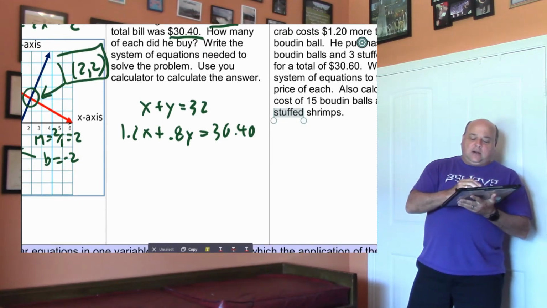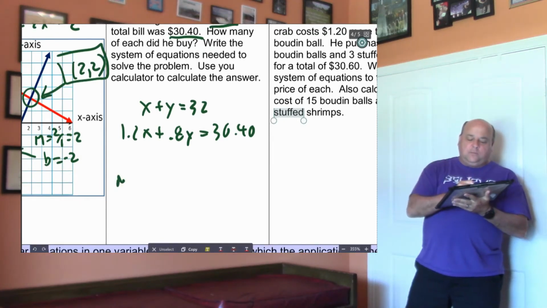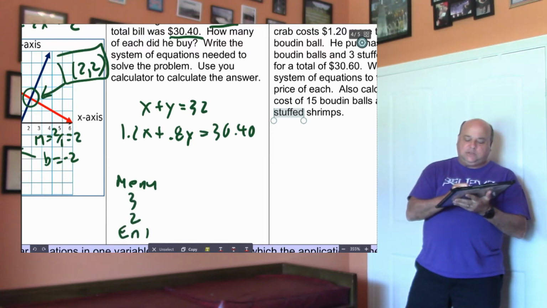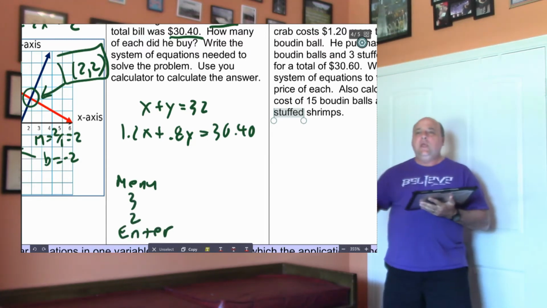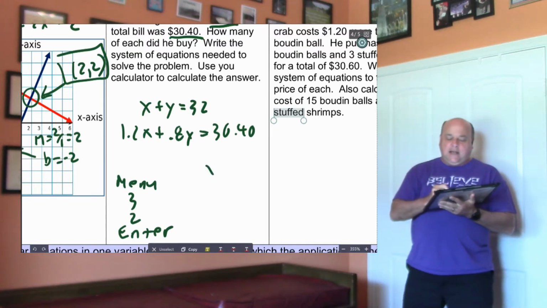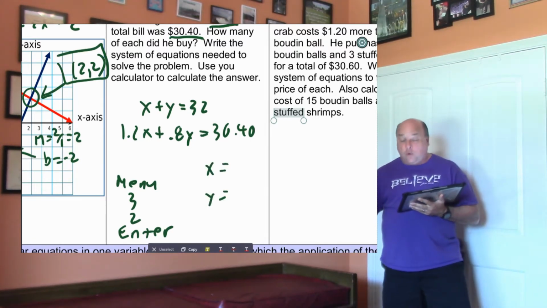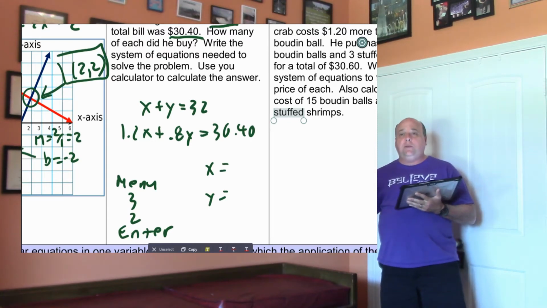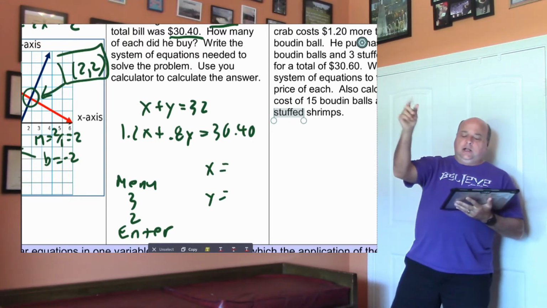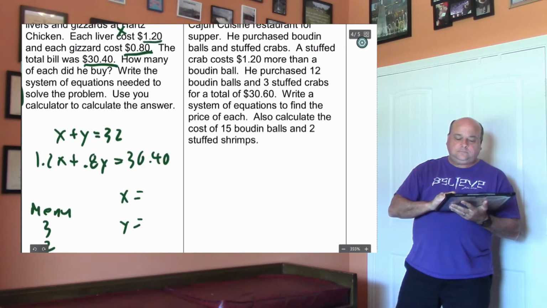Now then, use the calculator. I'm not going to do this for you, but you would hit menu, 3, 2, enter, right? It would just take too long for me to type it in. Menu 3, 2, enter, and I'm going to get X and Y. That's going to be how many chicken livers and gizzards he ordered. If you add them up, it should be 32. Let's go to the next problem.